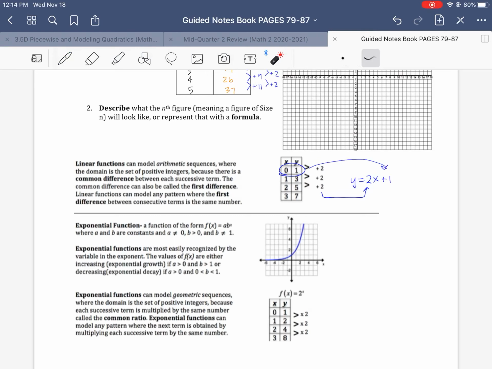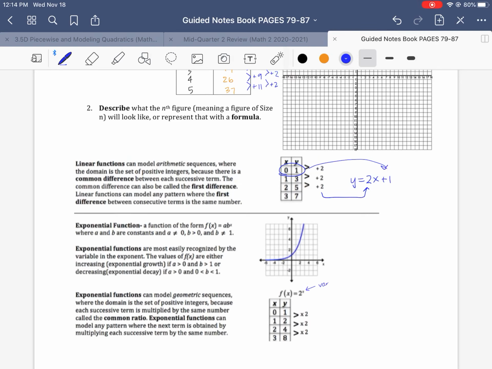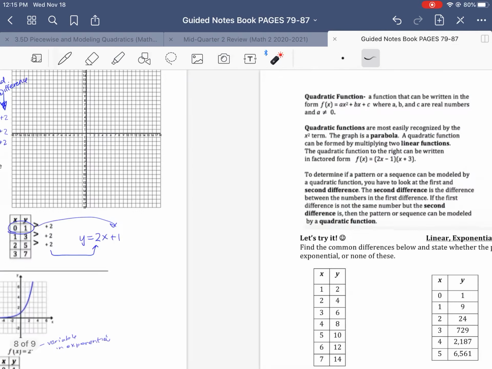Our exponential functions, again down here, they're graphs, right? They always increase all the time, or it's decreasing, so it's flipped around, reflected. They always have a variable in the exponent, so this is really hard to see, but that's a variable in the exponent, making it exponential. And then they're always multiplying by a specific common ratio, so whether it's multiplying by 1/2, multiplying by 2, multiplying by 7, whatever that is.